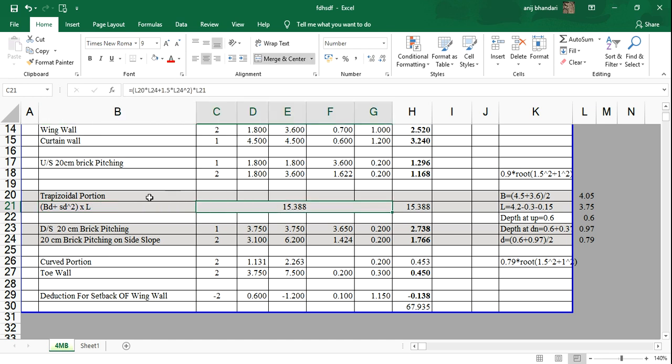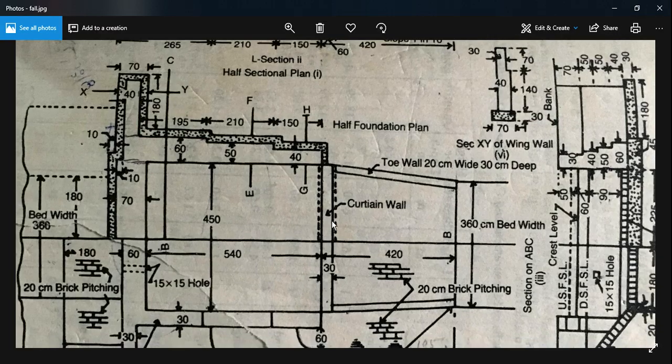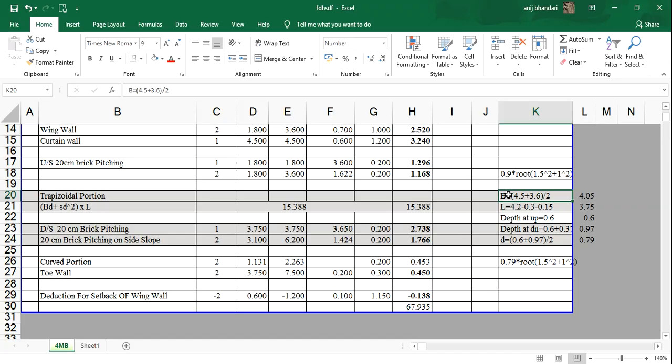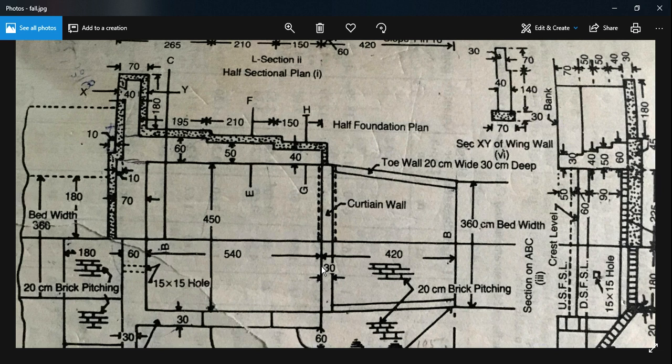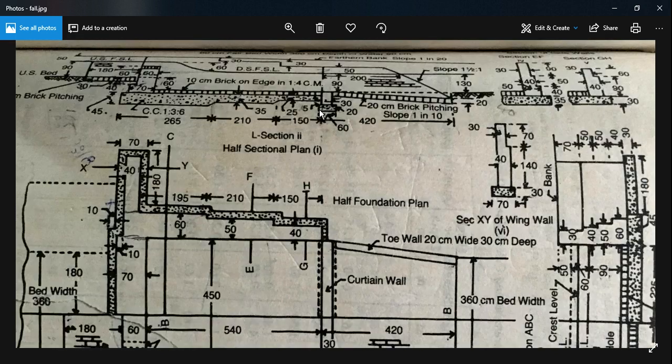So first we need to determine the breadth, depth, side. We know side slope is equal to 1.5 here, and length. So let's go with breadth. For breadth we take the average breadth, because for this portion here it is 4.5 and here it is 3.6. We will take the average, that is average of 4.5 and 3.6. That's pretty clear. And the length, now length is equal to 4.2 minus, because we have already calculated the earthwork for this portion, we need to deduct that one.